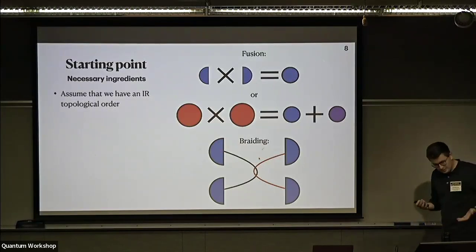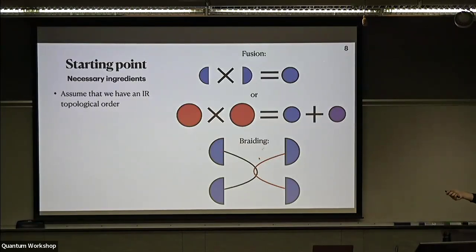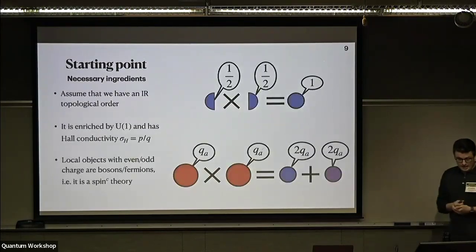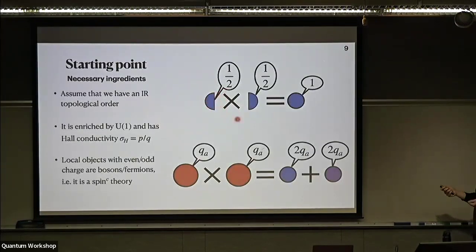And so I have a collection of anyons. They have some fusion rules and they have some braiding rules, and these are consistent according to the pentagon and hexagon equations. I also know I have U(1) symmetry in the problem, so I'm going to have to enrich this with U(1). So let's say I give this guy 1/2 charge. Hopefully from the picture it's clear why I'm saying 1/2. And I fuse two 1/2s, I should get a 1.